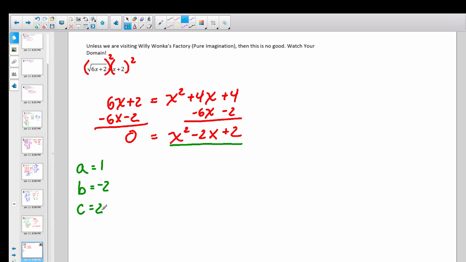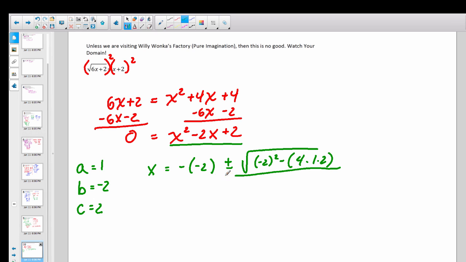So you might want to use this, you know, in our classwork. We might have examples that need the quadratic formula. It's no big deal. It just takes a little more time. So x equals -b. So negative of a -2, plus or minus the square root of b squared minus 4ac. Cool. All over 2a, which is 2.